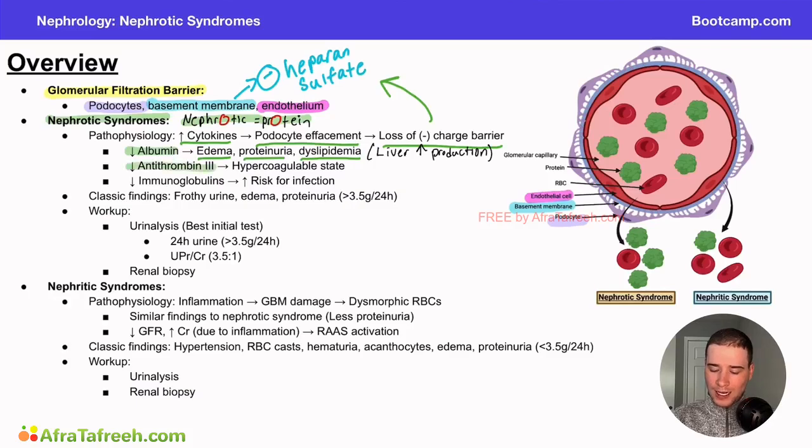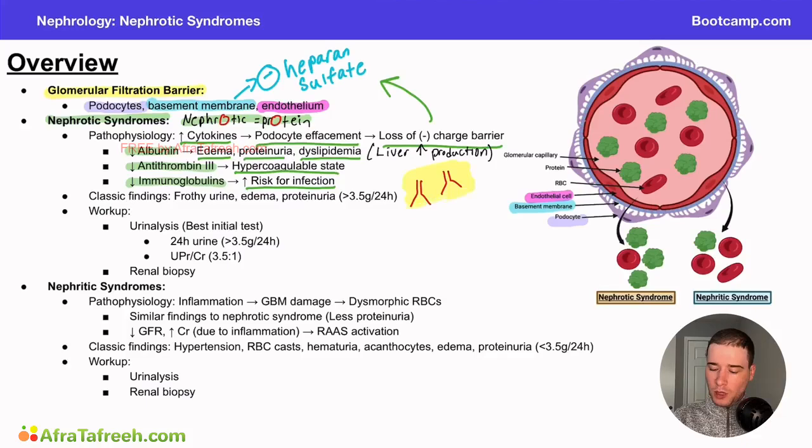Now, what about decreased antithrombin 3 or decreased immunoglobulins? Well, remember that antithrombin 3 is a molecule that helps control blood clotting. So if we lose this, it makes sense that we lose our ability to monitor this system, and thus we can have a hypercoagulable state. And again, the reason is that we have damaged the filtration barrier in the kidneys, and so molecules that are not typically allowed to filter through are now filtering through and being excreted from the body in the form of urine. It's the same thought process with immunoglobulins and thus an increased risk for infection.